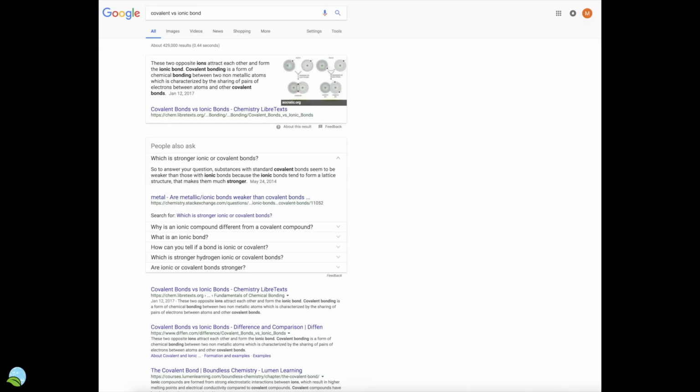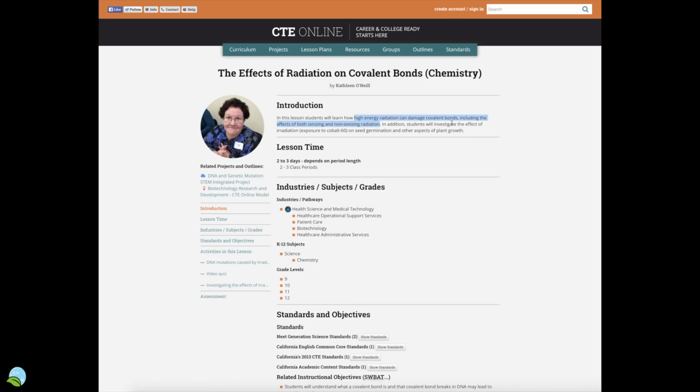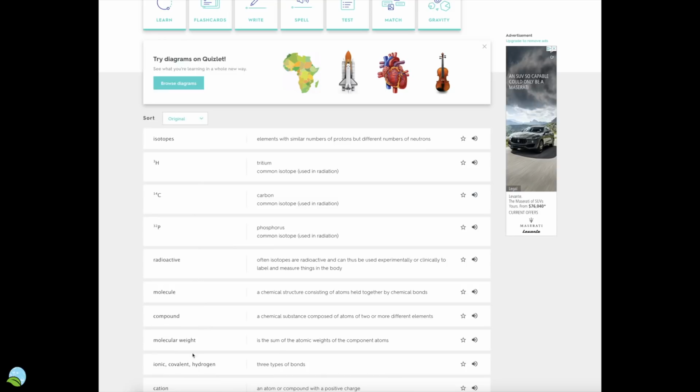Covalent versus ionic bonding. These two opposite ions attract each other and form the ionic bond. Covalent bonding is a form of chemical bonding between two non-metallic atoms, which is characterized by the sharing of pairs of electrons between the atoms and other covalent bonds. Substances with standard covalent bonds seem to be weaker than those with ionic bonds because ionic bonds tend to form a lattice structure, which makes them stronger. High energy radiation can damage covalent bonds, including the effects of both ionizing and non-ionizing radiation. There are three types of bonds: ionic, covalent, and hydrogen.